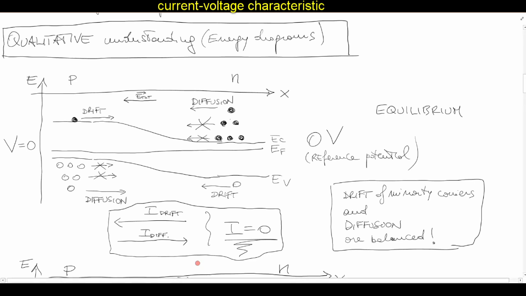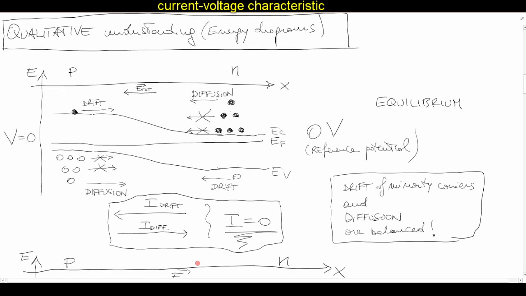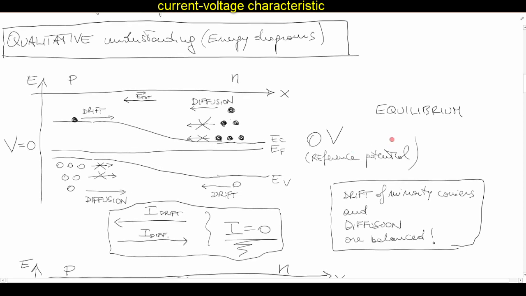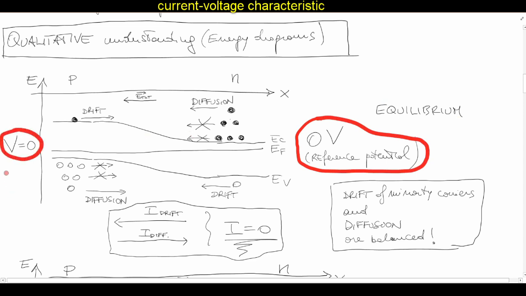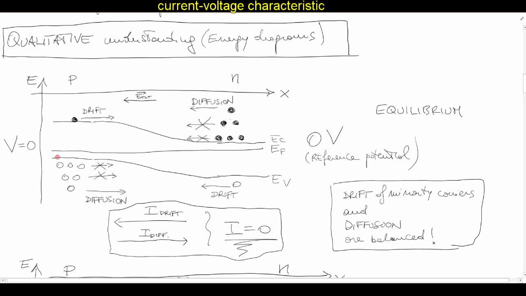And let's just focus on what's going to happen. So this is the picture of my energy diagram at V equals 0. I'm assuming this side, the N side, always at 0 volts. This is our reference potential. We are at equilibrium, so no voltage applied. And so the Fermi level is flat. And this is the energy diagram we've now come to know very well.